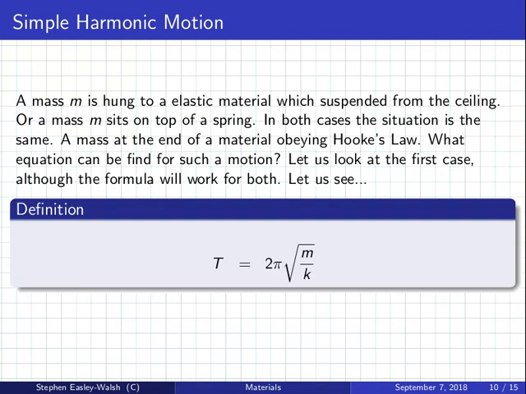Right, so we get this formula. T equals 2 pi root m over k. Notice that this formula doesn't contain A or L.